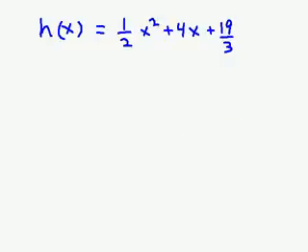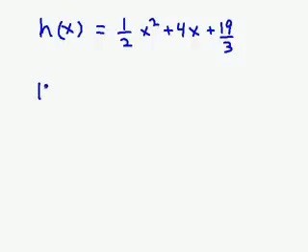Okay, let's find the vertex, axis of symmetry, and max or min of this function, h of x equals 1/2 x squared plus 4x plus 19 thirds. Well, I'm going to use the vertex formula for this. And the vertex formula says that the first coordinate of the vertex is equal to negative b over 2a.